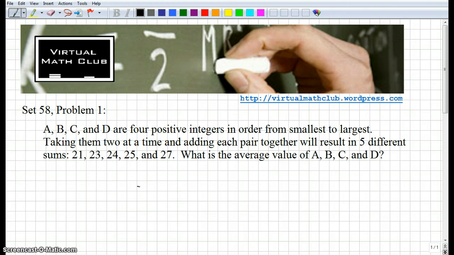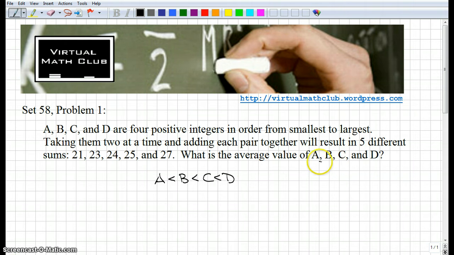All right, we have four positive integers in order from largest to smallest. So A is the smallest, and then B and C and D. Taking them two at a time and adding each pair will result in 5 different sums. All right, here they are: 21, 23, 24, 25, and 27. What is the average of A, B, C, and D?